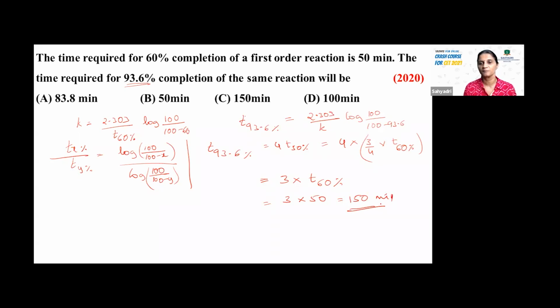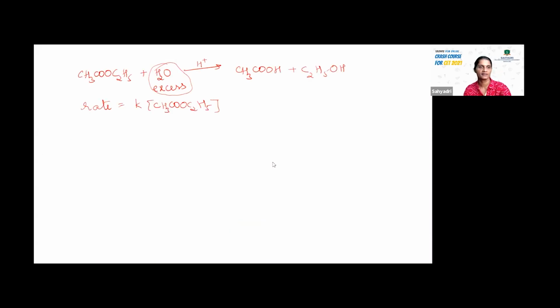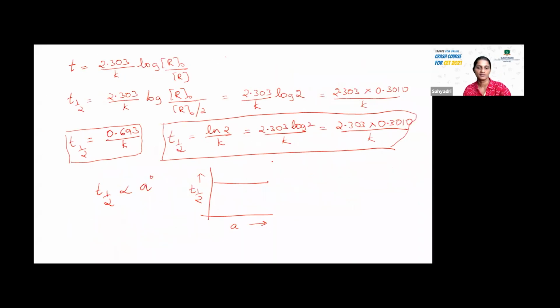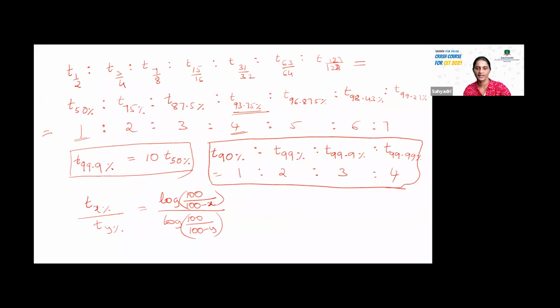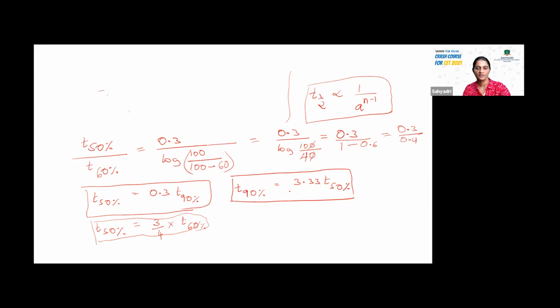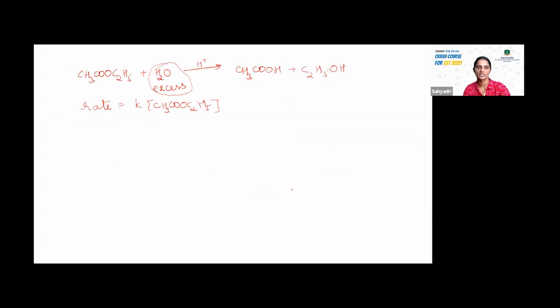Is it not easy? It's easier, but you should remember that. If you don't remember, then you can calculate T 50% from this equation, from T 60%, correct? So it's better you remember the relations I had given earlier. The better you learn that, the more easily you can calculate the questions.